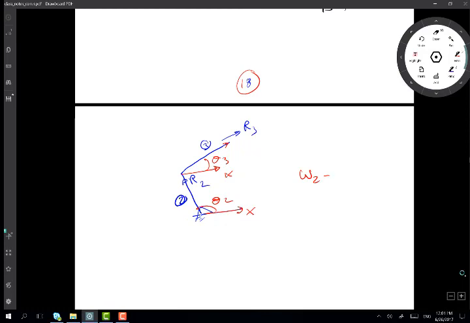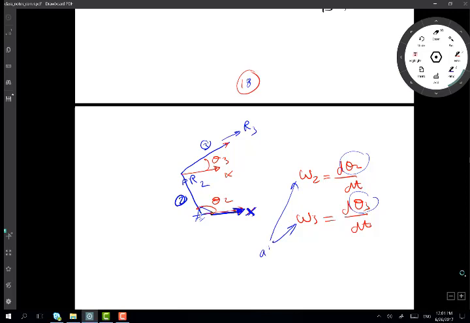So now omega 2 is d theta 2 dt, omega 3 is d theta 3 dt, right? Both theta 2 and theta 3 are measured from the positive X, so that's measured from an absolute reference. So both are absolute angular velocities, because they are the derivative of a quantity, like an angular distance, measured from an absolute reference, which was my x-axis.